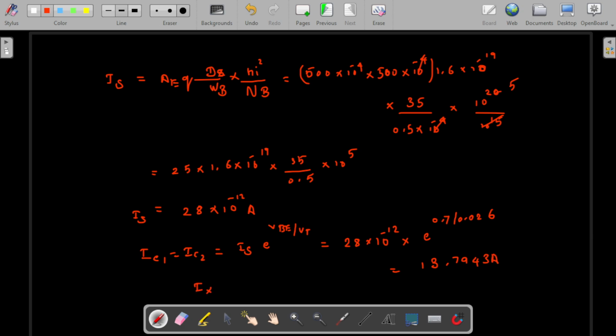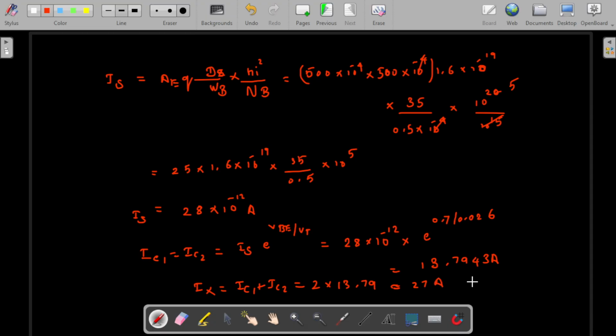They asked to find IX. So IX is equal to 2 times this one, 2 times IC1, or even we can add both, IC1 plus IC2, which is equal to 2 into 13.79. So this will be near to 27. Use the calculator and do it. So near to 27 amps, not milliamps.